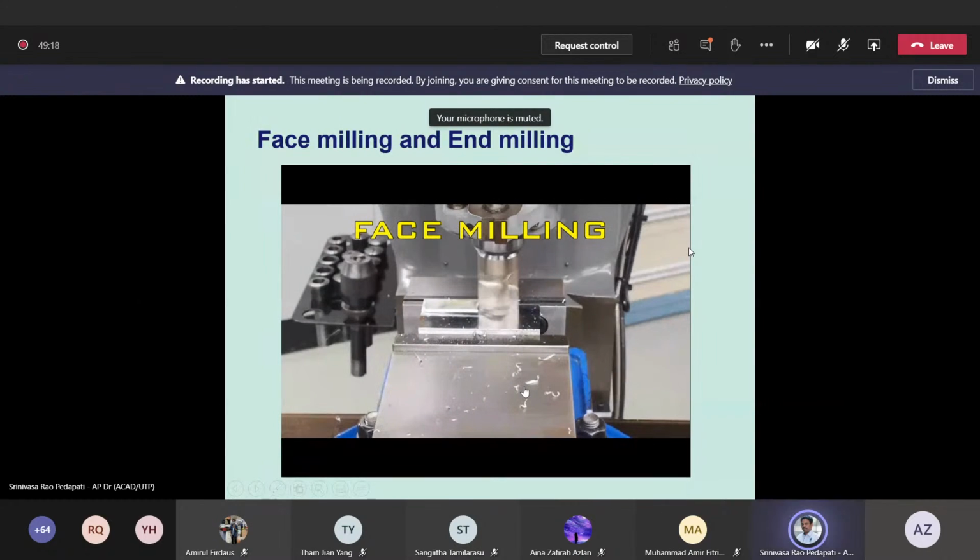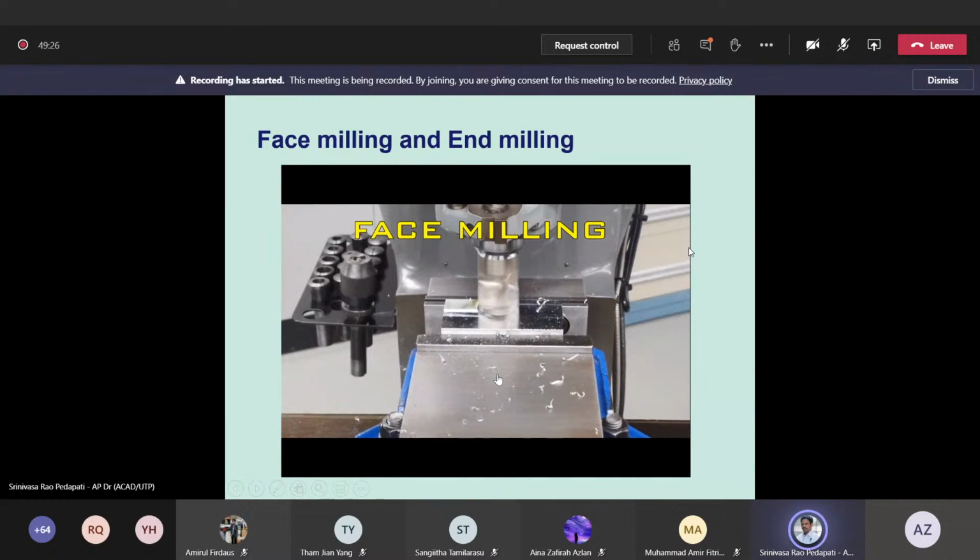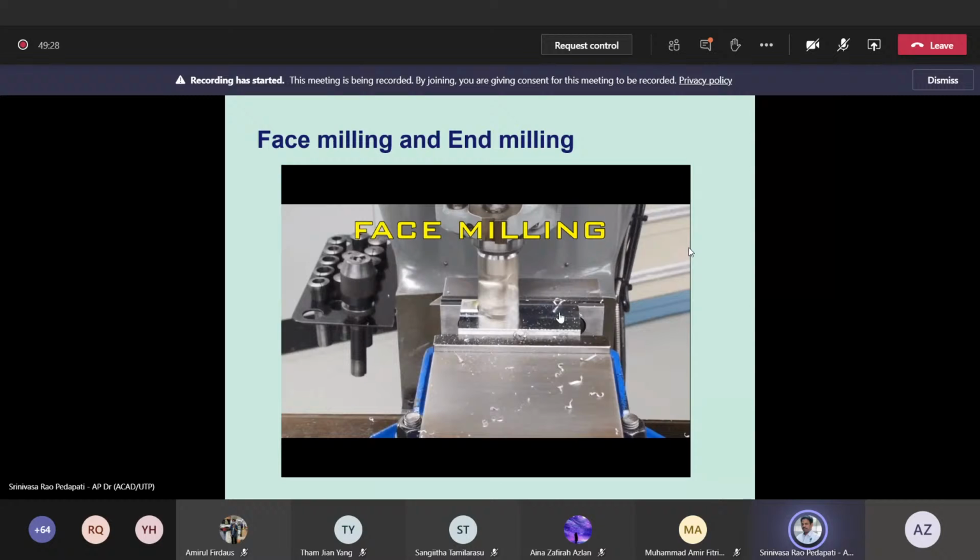So the machining is based on the face milling cutter. The face milling cutter has cutting teeth on the bottom. So this you can see here. This is the machined surface. This is the unmachined surface.